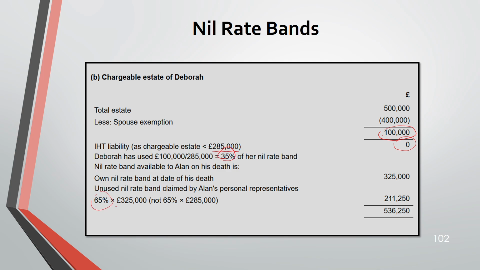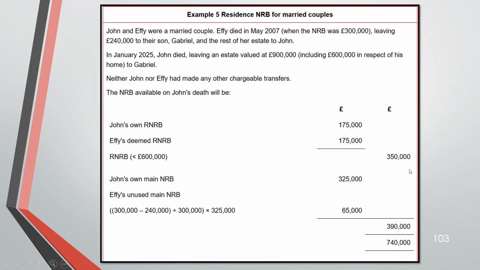This 65 will be on 325. Like how 100% was on 325, same way. Whatever the percentage is, it is always multiplied by 325, not 285. This 285 in fact is given to find this percentage. First we find the used percentage, that is 35, and then 65. So we add the two, and this is the amount. You see it's less than 650 this time. So, moving on to example 5.